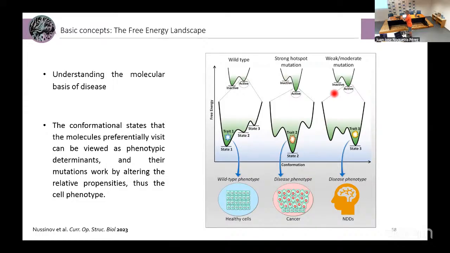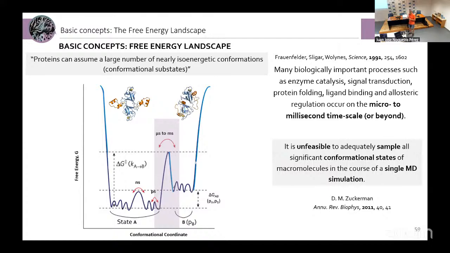So we change these conformational states and induce this phenotypic response. Also, mutations can induce moderate or weak changes in these free energy landscapes, inducing, for example, disease phenotypes that are not as drastic as these other ones. So at the end, the idea of these changes in the free energy landscape, this population shift induced by external perturbations or by mutations, is the basis for protein evolution and new function design.